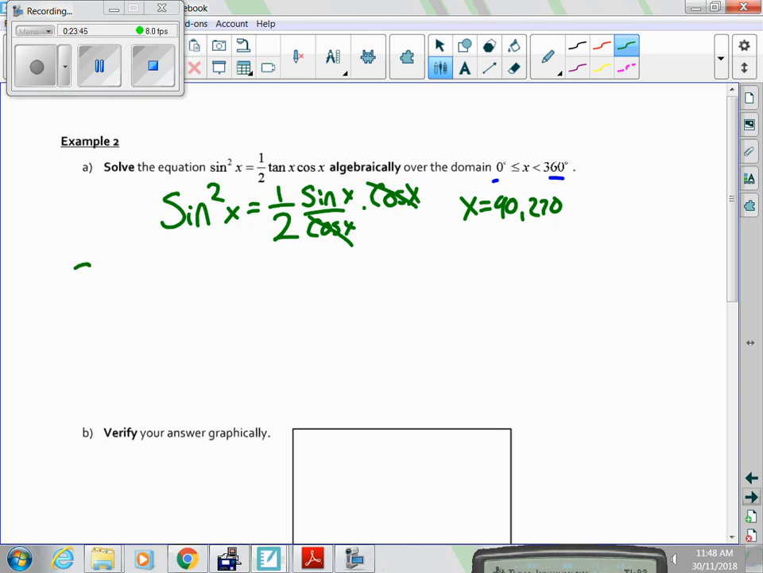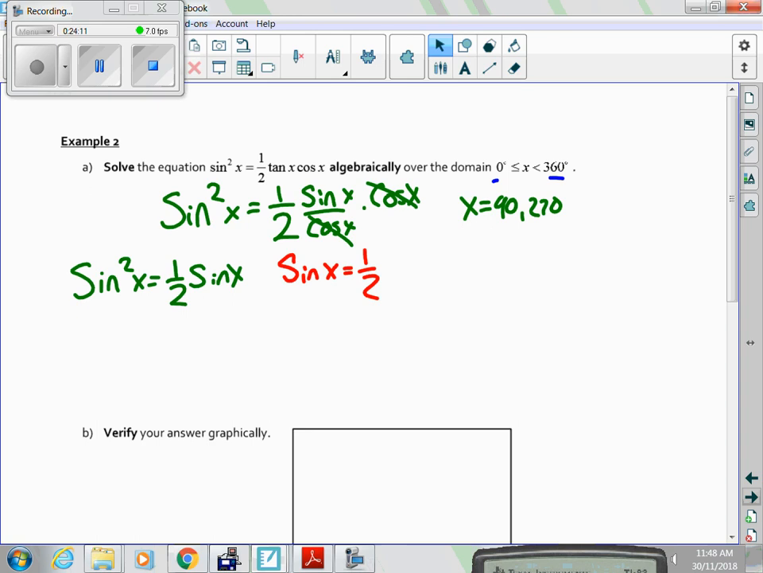So now we get this. Sine squared x equals 1/2 sine of x. And now we can get very, very tempted to just go, oh, cool, sines on both sides. Let's cancel one of those out. Sine x equals 1/2. Yay! Except we have just gone down that dark alley. We've just taken a shortcut that is not mathematically allowed.